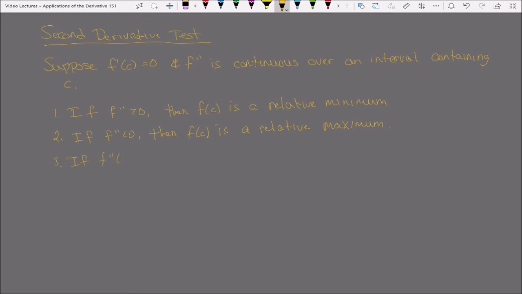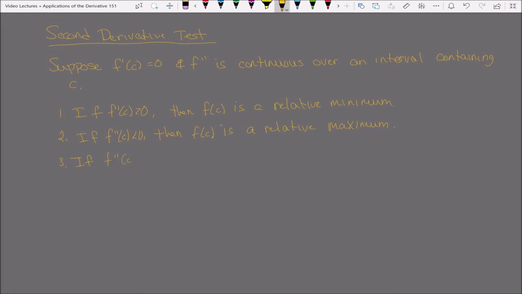I need to make adjustments. These should be f double prime of c's. All right, so if f double prime of c is greater than 0, it's a relative min. Sorry. If f double prime of c is less than 0, then it's a relative maximum. If f double prime of c is equal to 0, then the test is inconclusive. Meaning f of c could be a relative max, a relative min, or neither. Right, at which point you'd have to go back to the first derivative test.